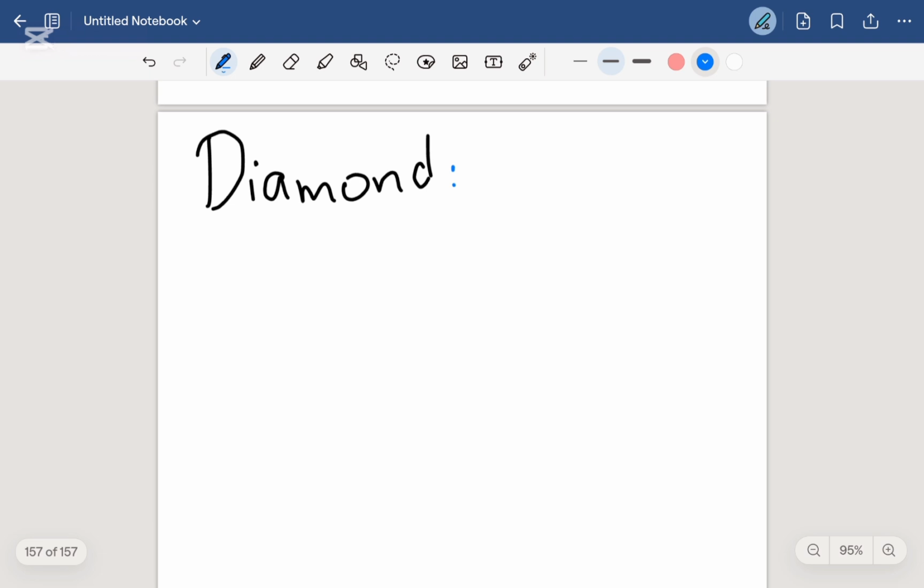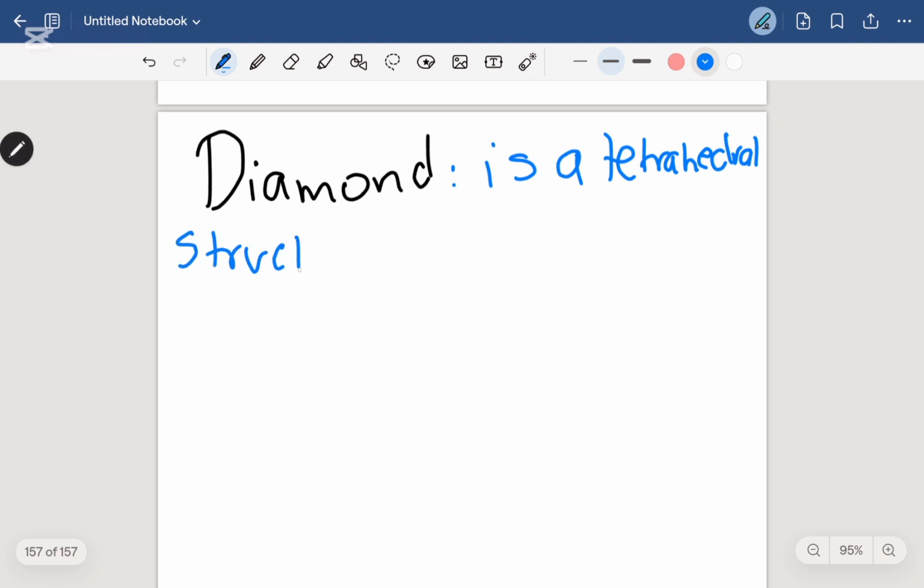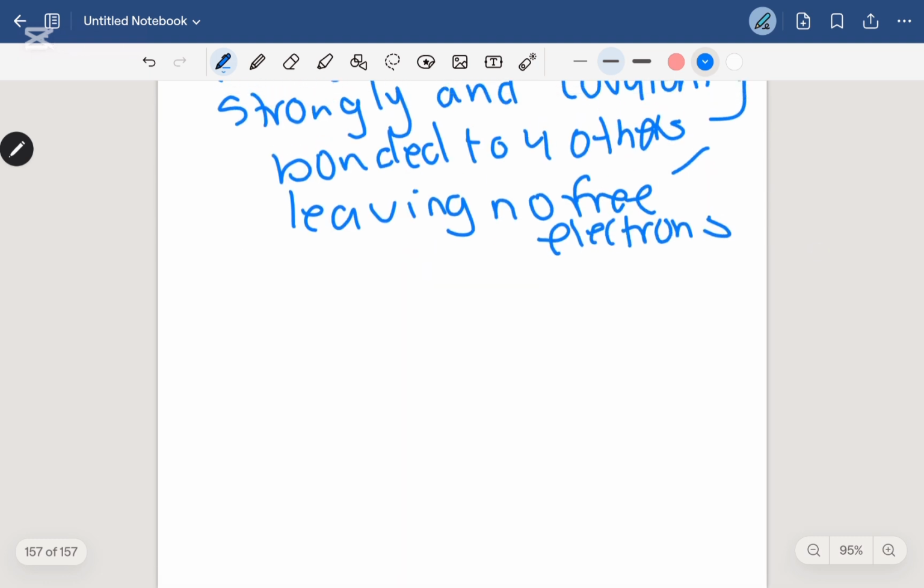So let me just write the definition. Diamond, it is a tetrahedral structure of linked. Tetrahedral means that one is connected to 4, okay? I'm probably gonna speed this up, so, okay?